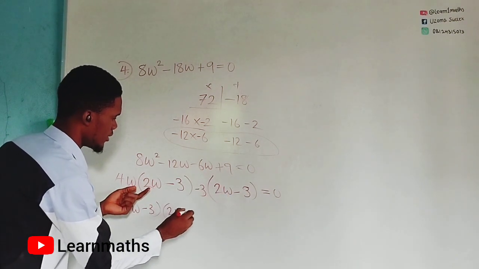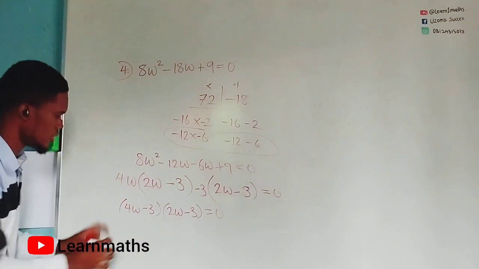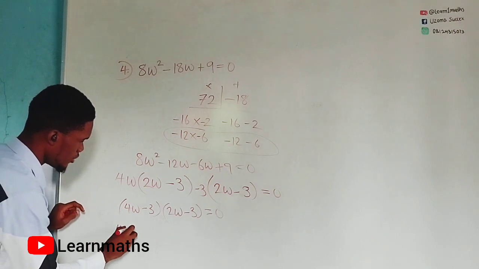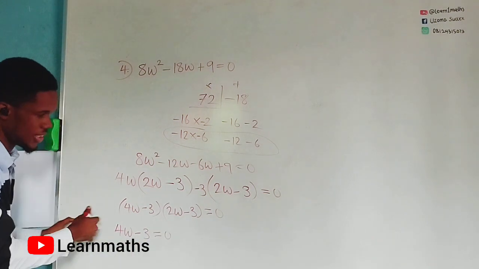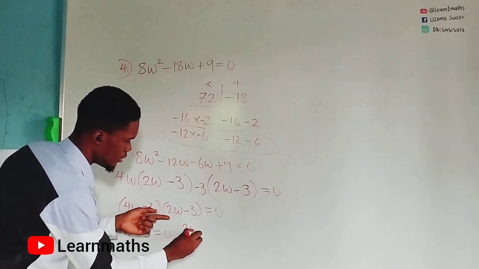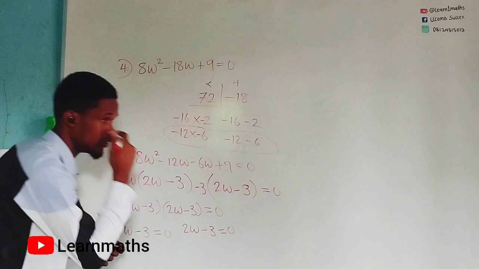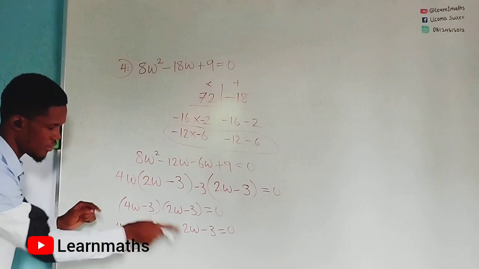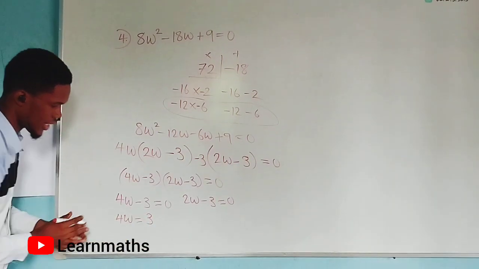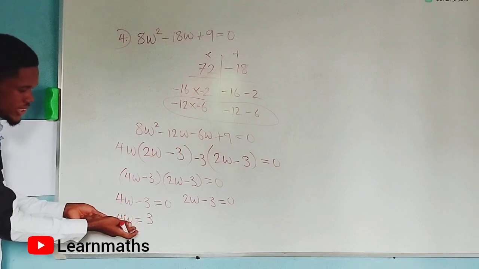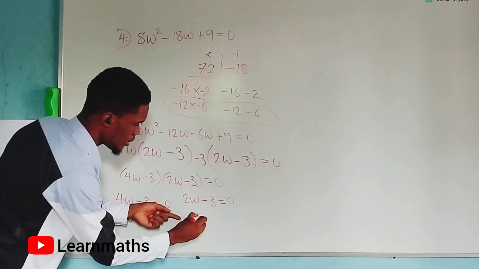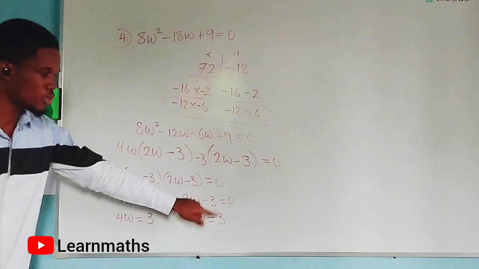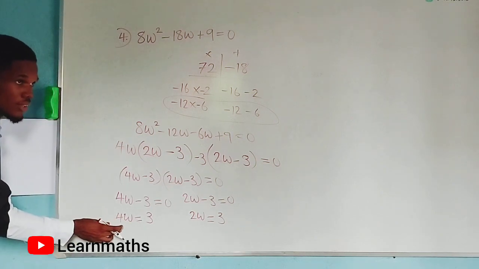So we have 2w minus 3 equal to 0, right? So this first one equals 0, this second one also equals 0. So I'm going to have 4w minus 3 equals 0 for this first bracket. Then I'm going to have 2w minus 3 also equal to 0. So now here, if I send this negative 3 over the other side, it's going to become positive 3, right? So 4w equal to positive 3. Now here I'm going to have 2w equal to positive 3 as well, because this negative 3 going over there becomes positive, right? Positive 3.